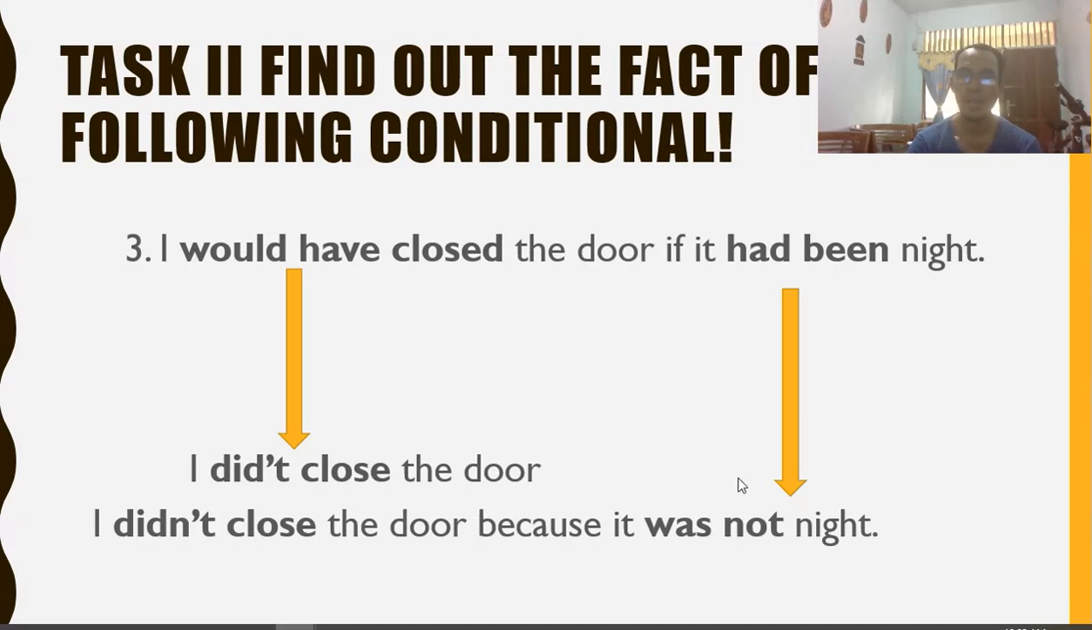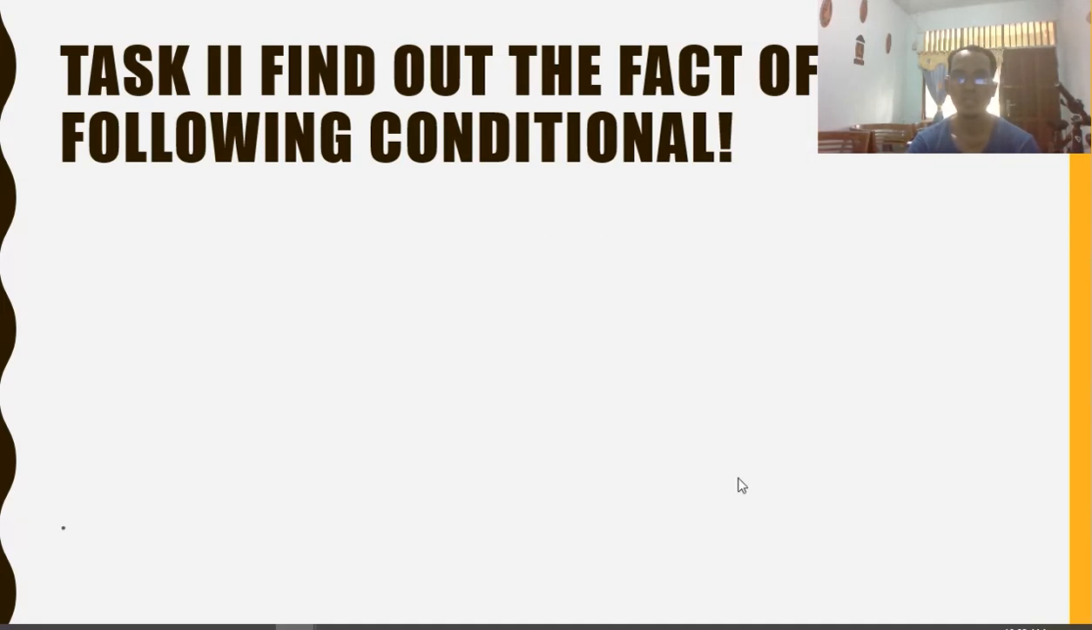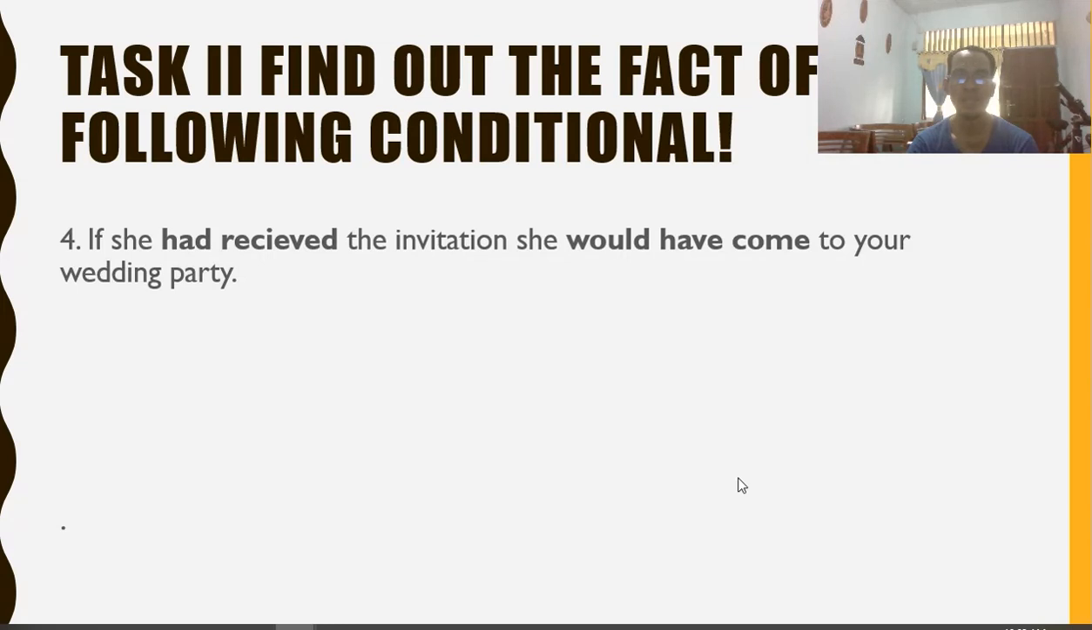Okay, now we go on to the last number. If she had received the invitation, she would have come to your wedding party. So what is your answer, guys? Remember, if you find out the fact, you should see the main clause first, not the if clause. This is the if clause. And the main clause is this, she would have come to your wedding party.